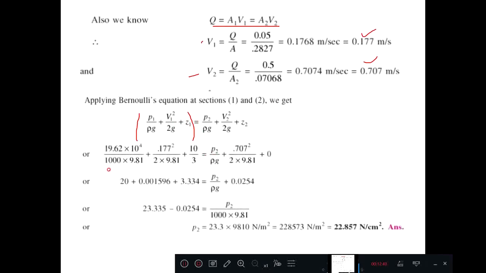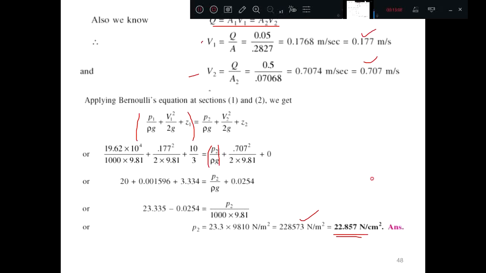Then substituting all the data here, P2 is unknown, so keep it as it is. Then simplifying the equation, finally we get P2 as 22.857 Newton per centimeter square. So this is the answer.